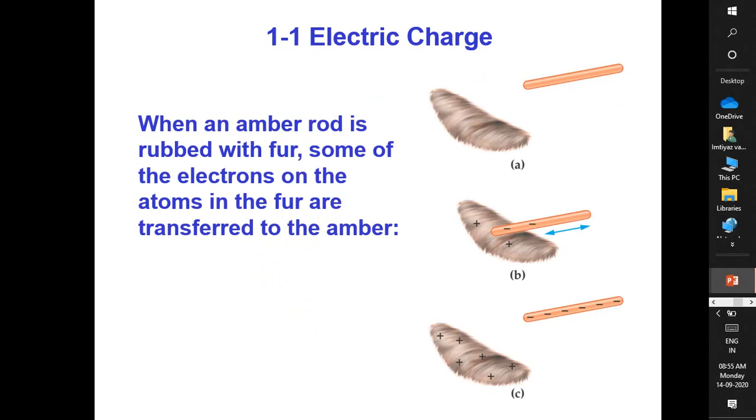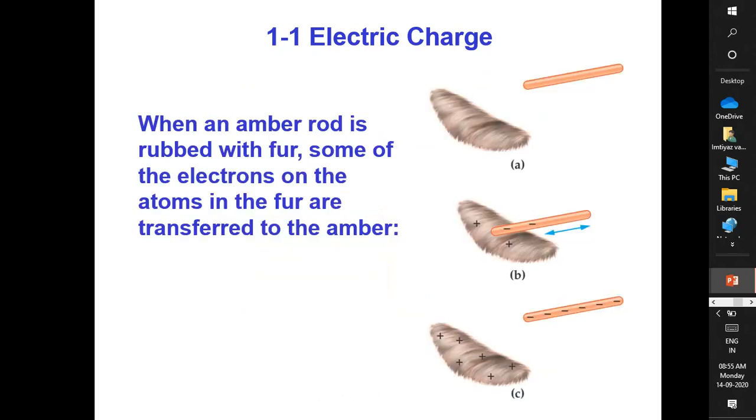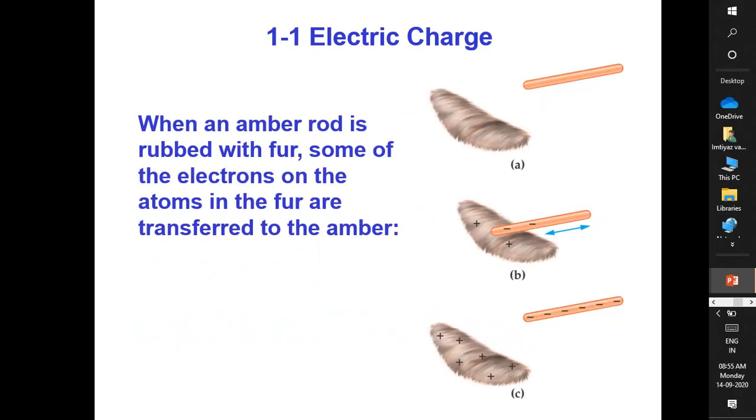Now see here, whenever an amber rod is rubbed with fur, some of the electrons in the atoms of the fur flow and are transferred to the amber. The charge will be transferred to the amber. That's why the fur becomes positively charged and the amber becomes negatively charged. So this is the basic phenomenon.